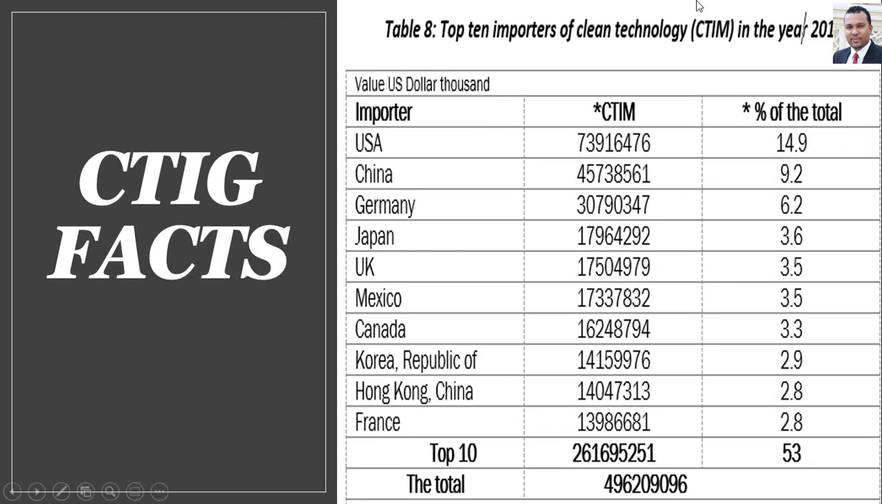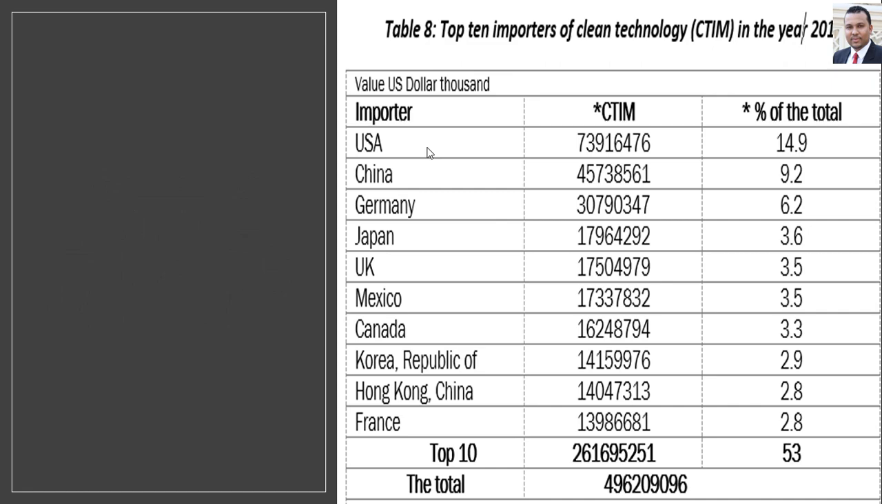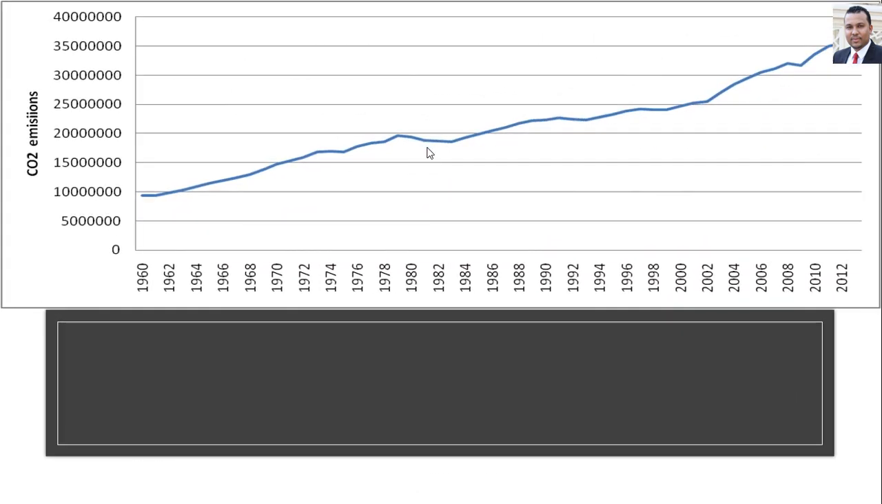The next, top 10 importers, the same developed countries like USA, China, Germany, and the percent 53%. Mainly in case of exports and imports, this is intra-trade between developed countries, from developed to developed countries. This is the pattern of trade.